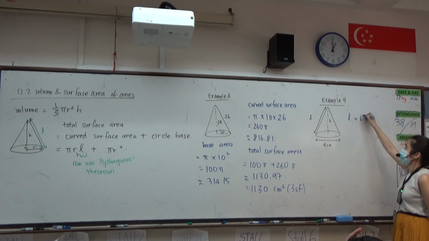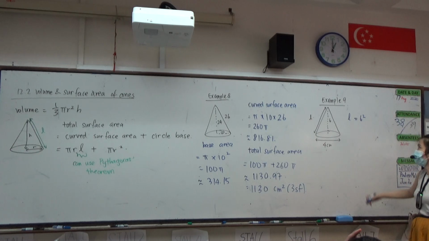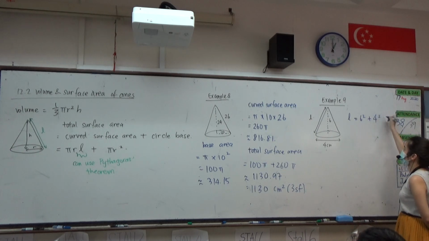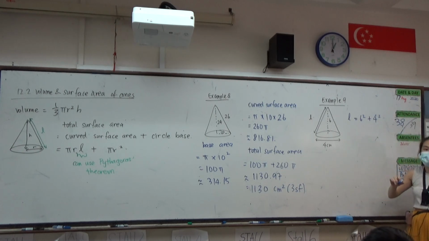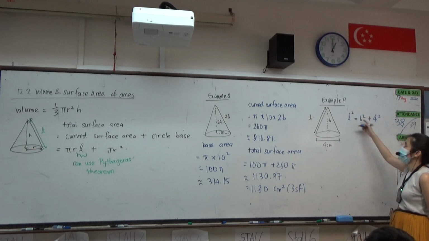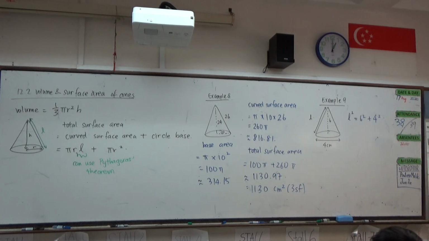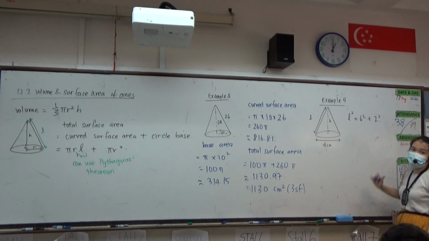L squared equals 6 squared plus 4 squared. Is this right? No. Why? 2 squared or 4 squared? As a master, you must make sure it's accurate. So 2 squared. So you've got to be very careful.